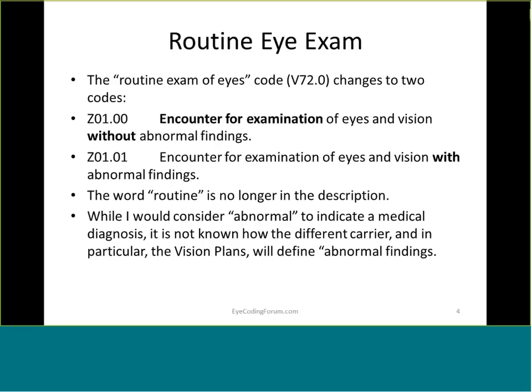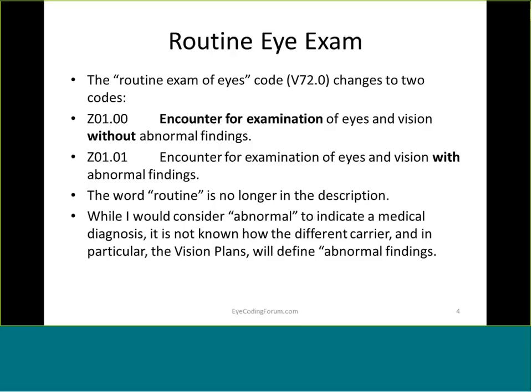Essentially, the new codes will be Z01.00, encounter for examination of the eyes and vision without abnormal findings. And then the next code is Z01.01, and this is for an encounter with abnormal findings. Note that the word routine is no longer in the description, so if you're going to use a lookup program, you can't search routine. It's an encounter for exam of eyes.